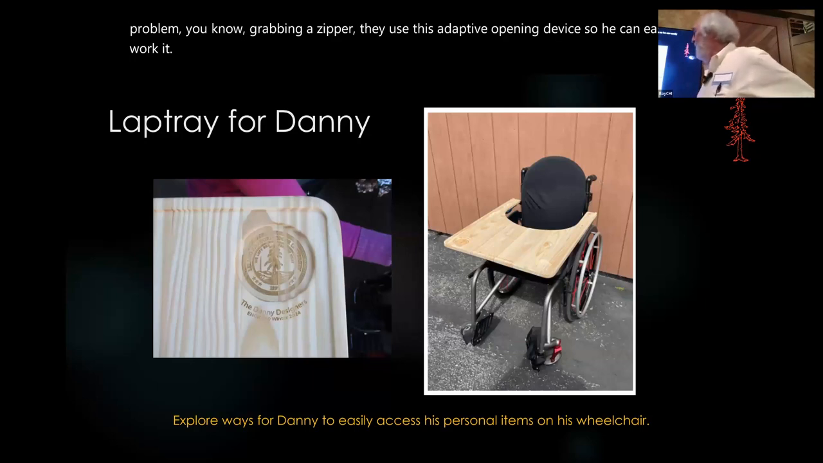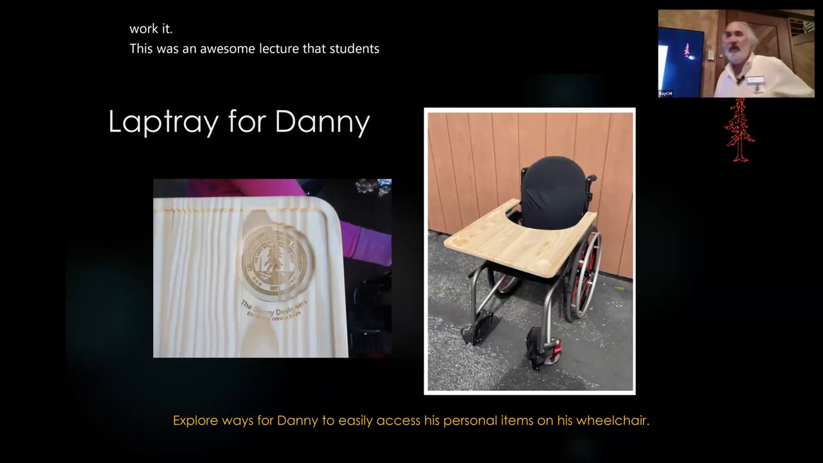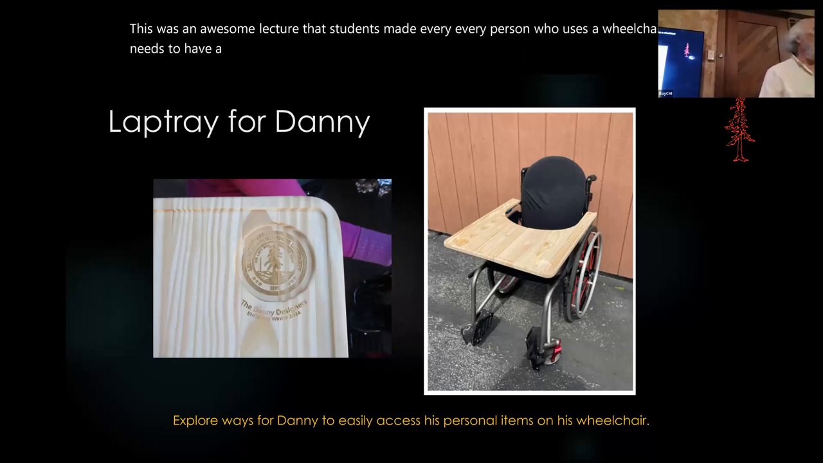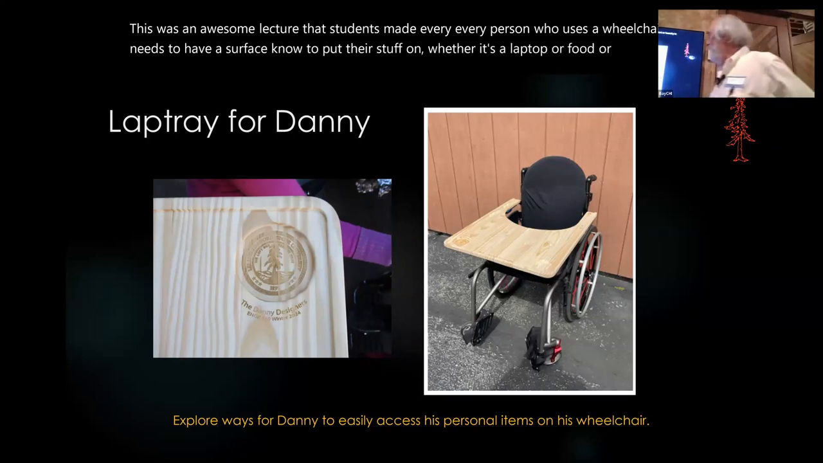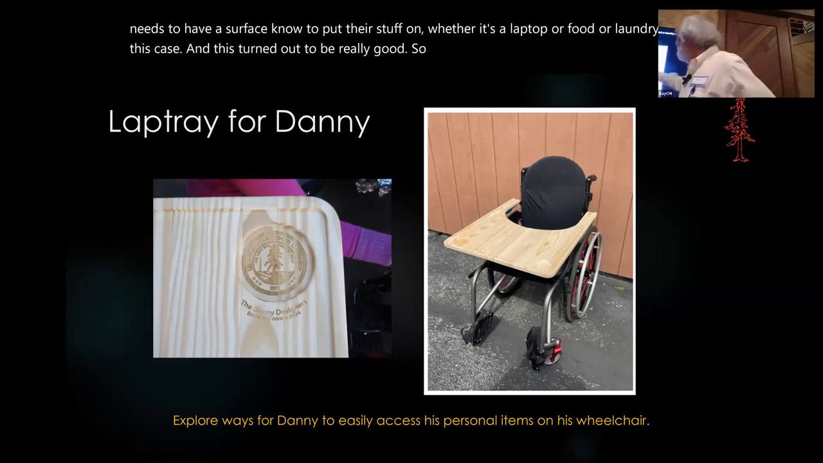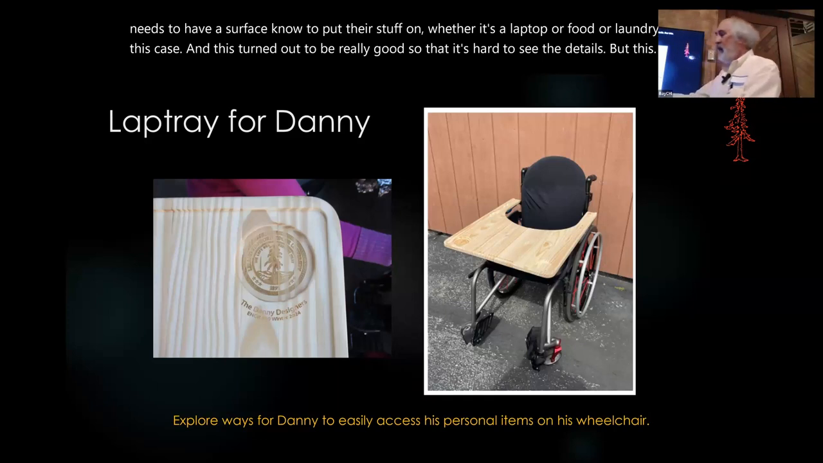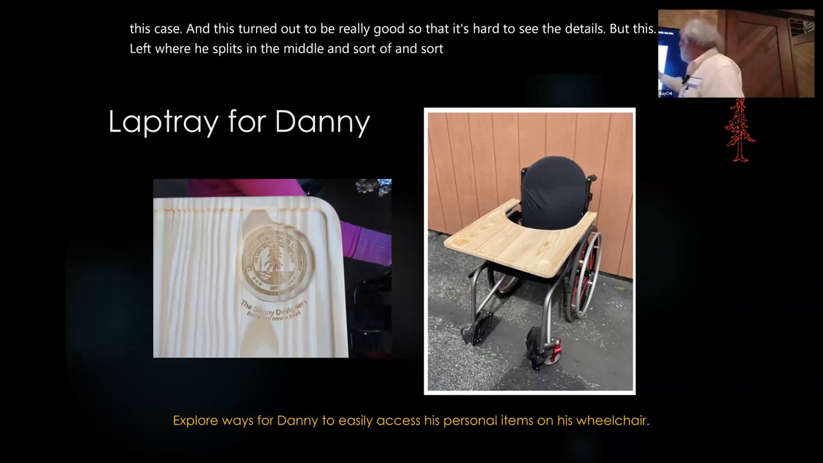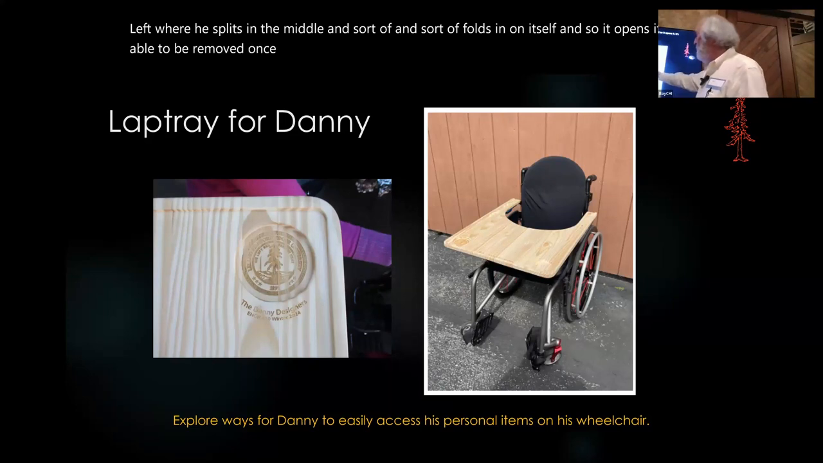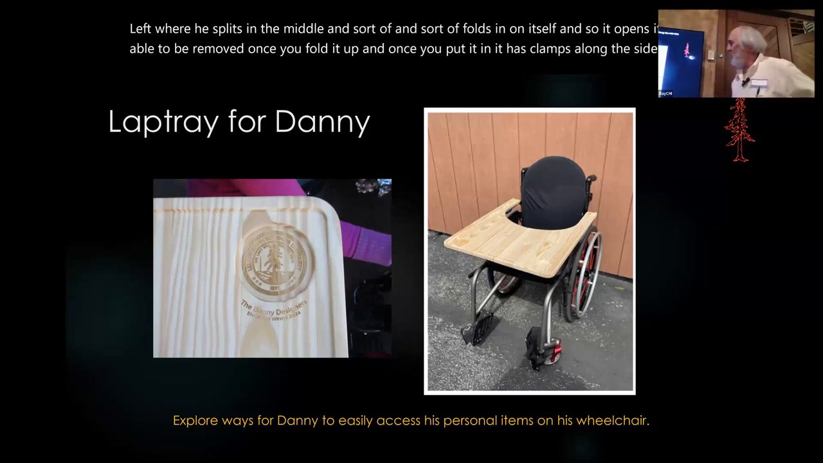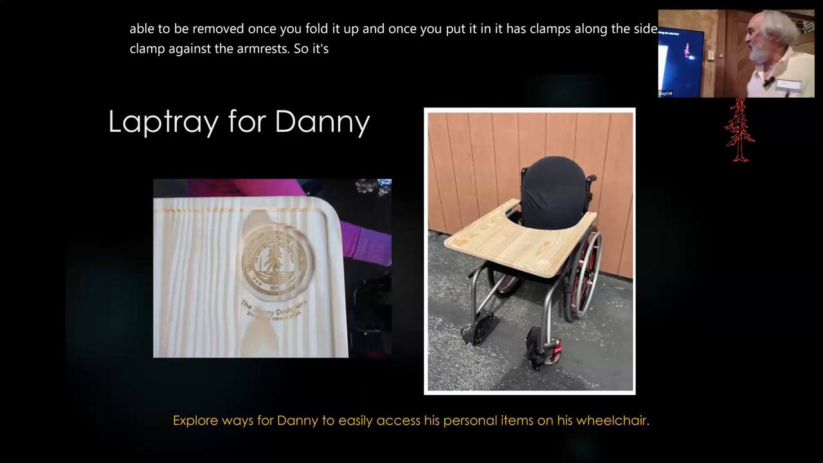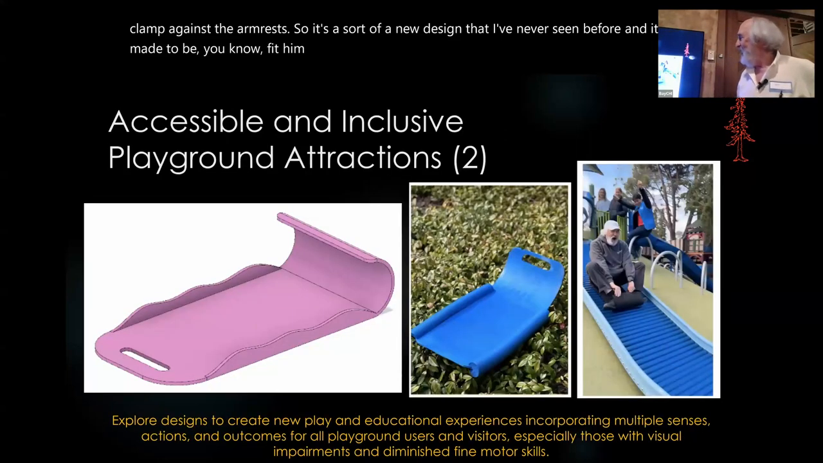This was an awesome lap tray that students made. Every person who uses a wheelchair needs a surface to put their stuff on, whether it's a laptop or food or laundry in this case. This turned out to be really good. It's hard to see the details, but this lap tray splits in the middle and folds in on itself, so it can be removed once you fold it up. Once you put it in, it has clamps along the side that clamp against the armrests. It's a new design that I've never seen before, and it was made to fit him exactly. So that was really good.